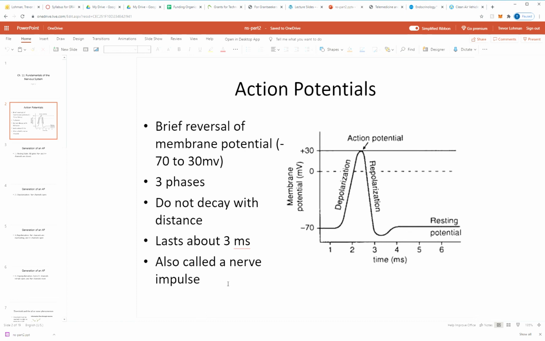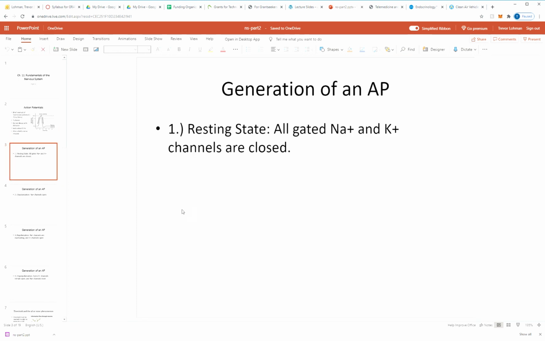So let's now break down what is actually happening in each of these 3 phases, and then let's try to turn this graph that really doesn't mean anything into a visual image of how an action potential works. So baby steps. It's kind of a little conceptual, a little abstract, but we will get there.